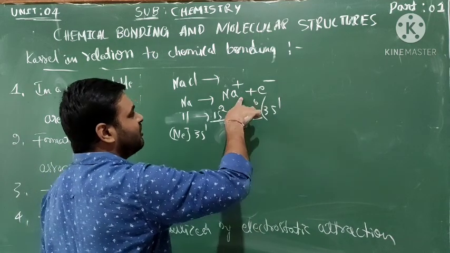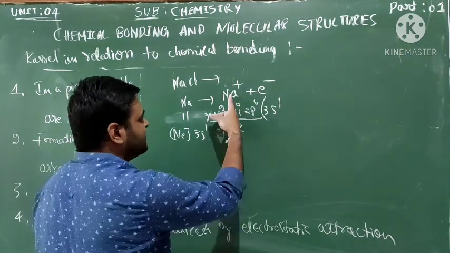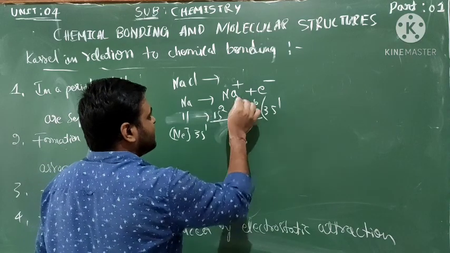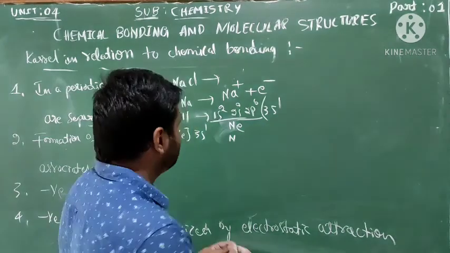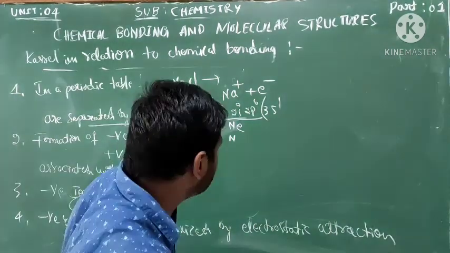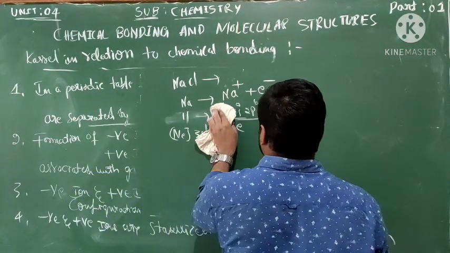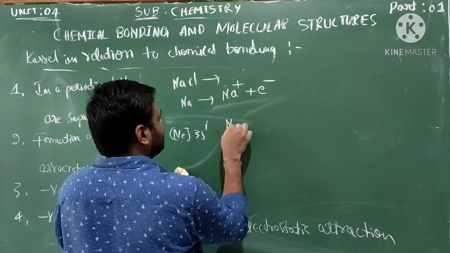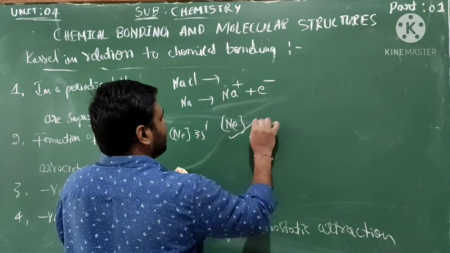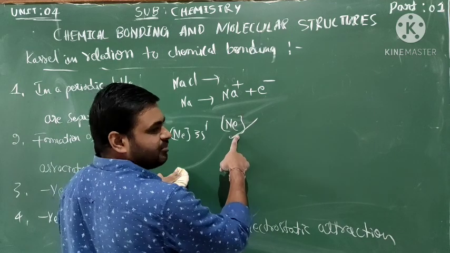Electron loss forms positive ions. This is forming what? A stable electron configuration. So then sodium has a stable electronic configuration.